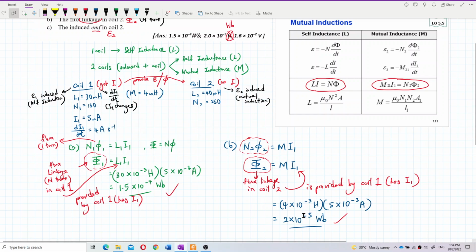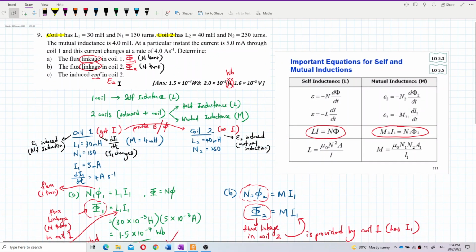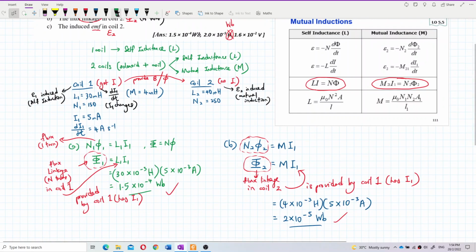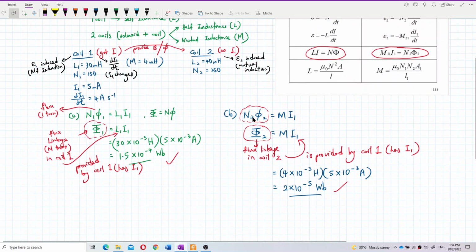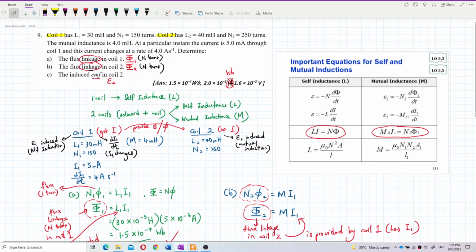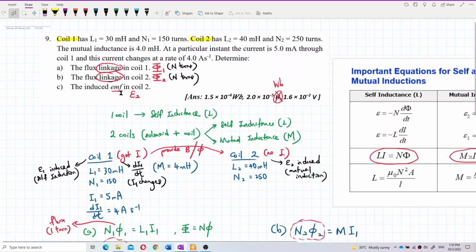So lastly, what is the induced EMF in coil 2? Question C. Why is EMF induced in coil 2? Because EMF is induced in coil 2 through mutual induction, because the current in coil 1 changes. There's a change of current in coil 1.